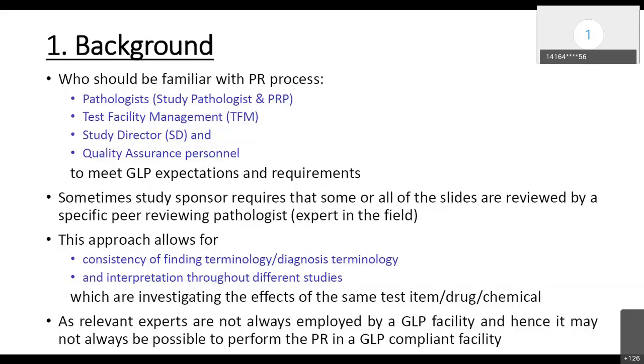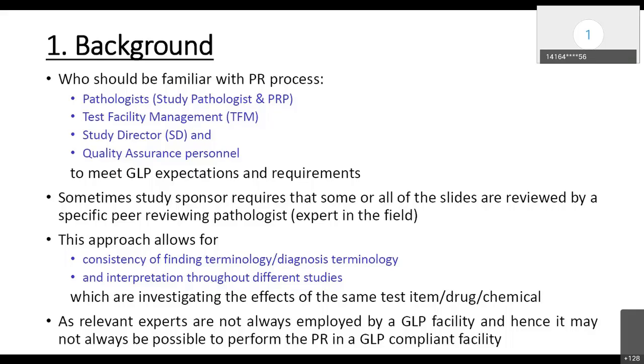And many times it has been observed that the sponsor here is the organization which awards a study to a contract research organization. So the chemical belongs to the sponsor and the study is conducted by a contract research organization. So the owner of a drug is called a sponsor. In many situations, the sponsor wants the peer review to be done by specific peer review pathologists. And why specific peer review pathologists? Because they are the experts in the field.